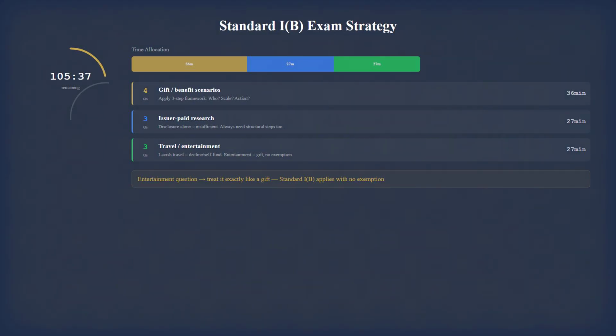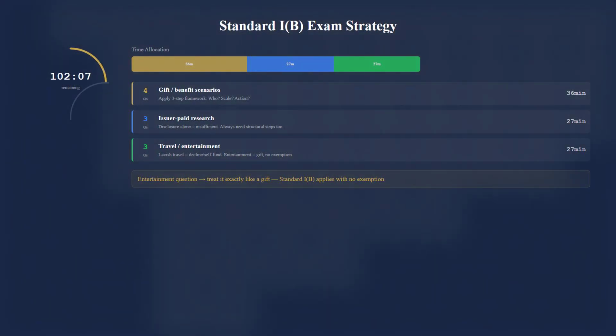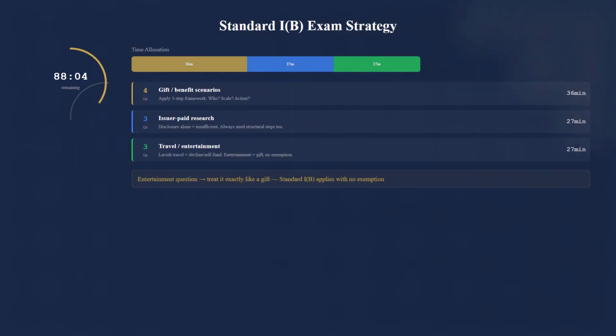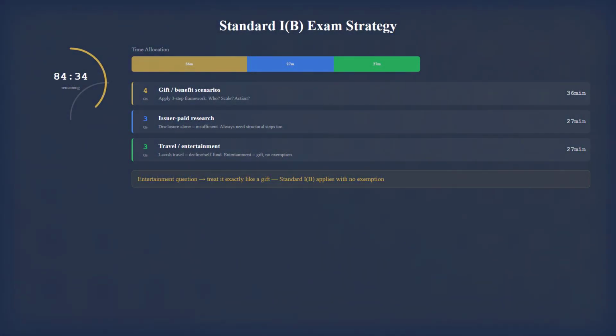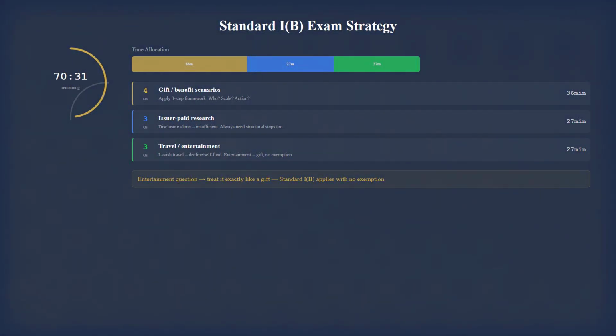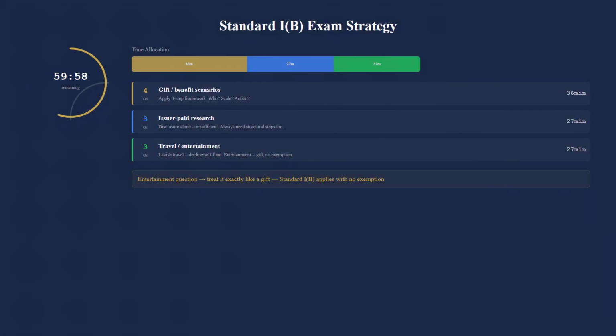Pattern 1. When you see an answer choice that says, "Accept because employer policy allows it," eliminate it immediately. That is the employer policy safe harbor trap, nearly always wrong. Pattern 2. When you see "disclose and proceed" as an answer, it is right only for modest benefits from non-conflicted sources. For any lavish benefit, resort travel, significant gifts, contingent issuer pay, disclosure alone is the wrong answer.